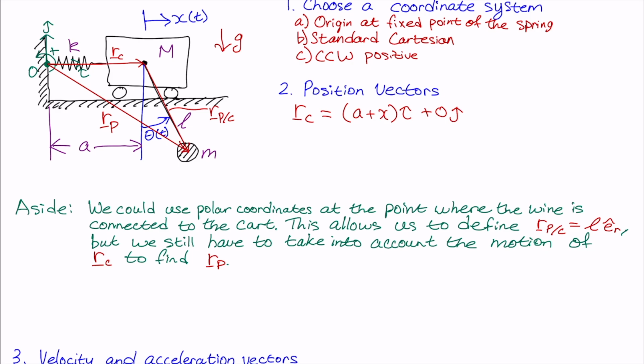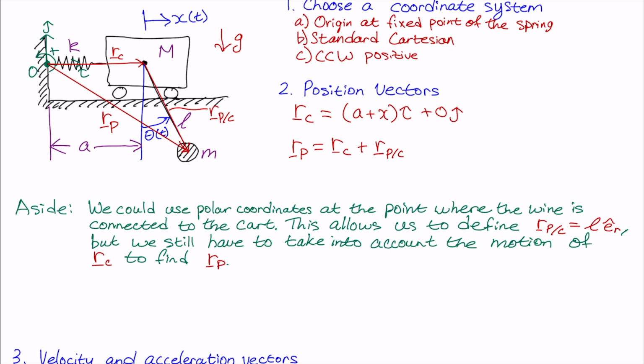And then we will need to now define our position of a pendulum, Rp. So Rp is going to be equal to first Rc plus that relative position, R sub P slash C. And now you can see where this R P slash C comes from, and we can use polar coordinates to define that.